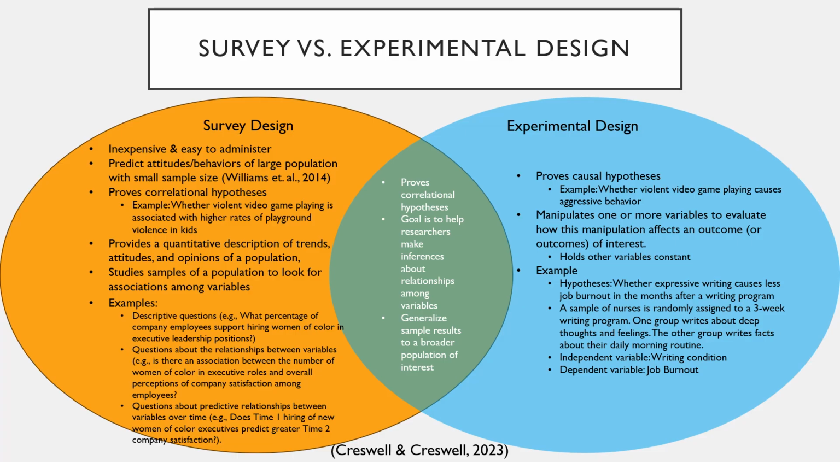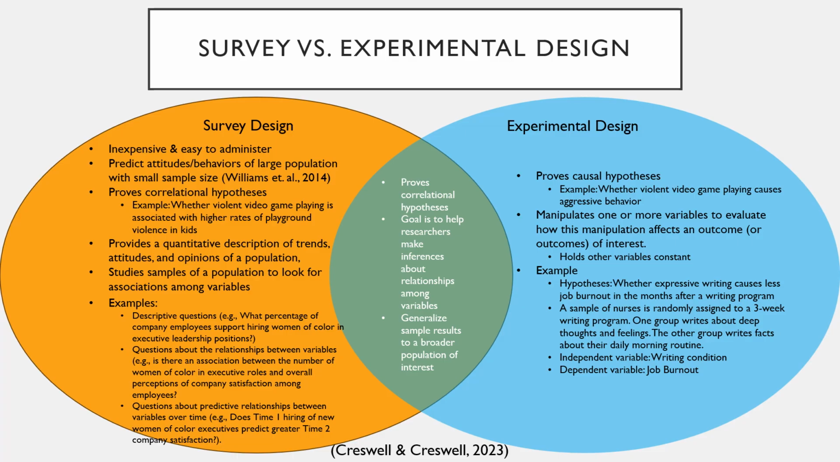Next, we're going to go into survey versus experimental design. So when you look at both of these together, they are both quantitative methods, and you have in the middle things that they both have. So they both can prove correlational hypotheses. They both have a goal to help researchers make inferences about relationships among variables, and they both generalize sample results to a broader population of interest.